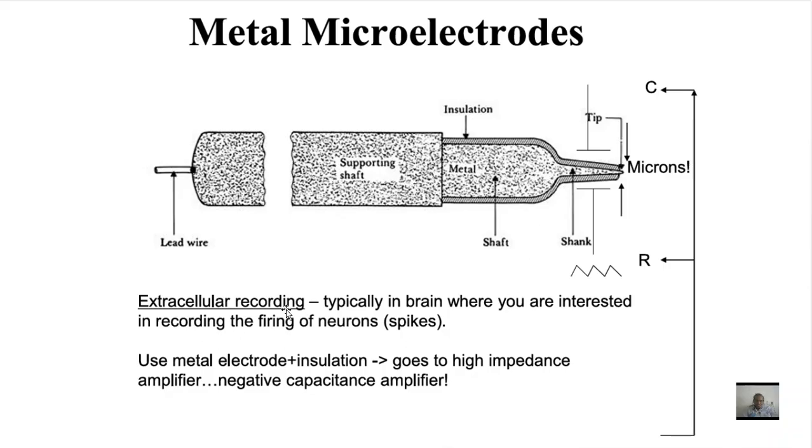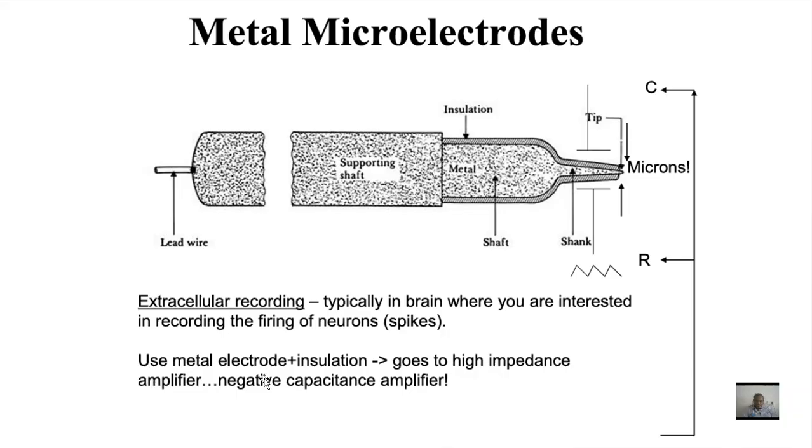This is used for extracellular recording, typically in the brain, where you are interested in recording the firing of neurons. Generally we study the EEG, that is, spikes. The firing of neurons is generally called spikes. For this kind of measurement we use extracellular recording.